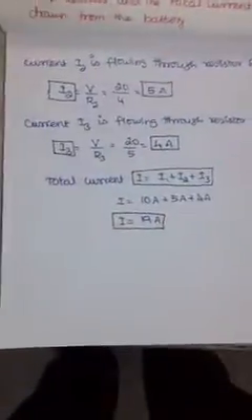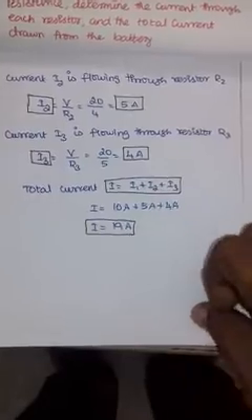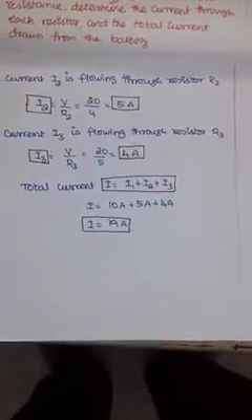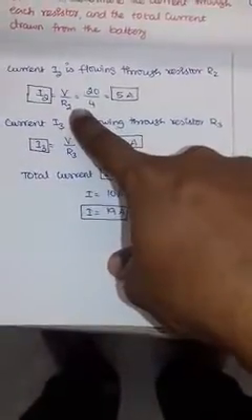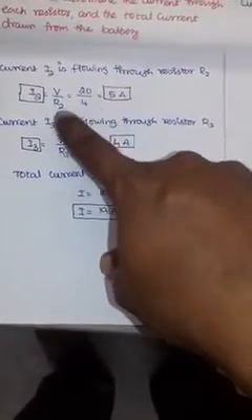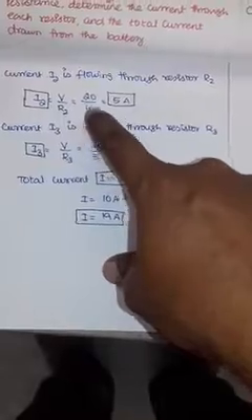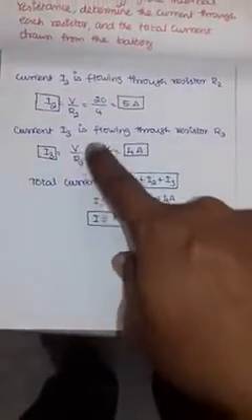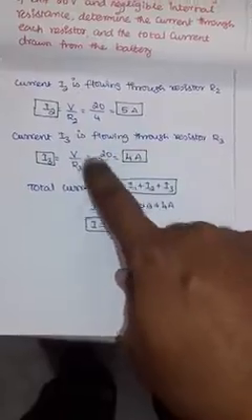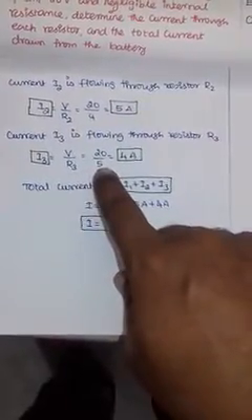And similarly, the current flowing through the resistor R2. What is the value of R2? 4 ohm. So I2 is equal to V by R2. V is 20 volt, R2 is 4 ohm. So 20 by 4, 5 ampere. And similarly, the current I3 flowing through the resistor R3. What is R3? 5 ohm. So I3 is equal to V by R3. V is 20 volt, R3 is 5 ohm. So 20 divided by 5, 4 ampere.